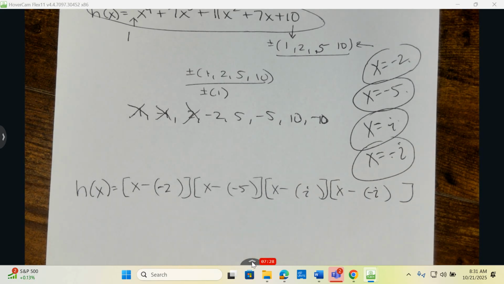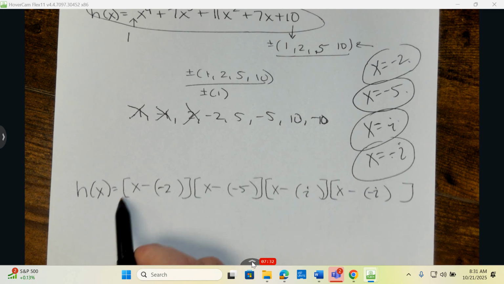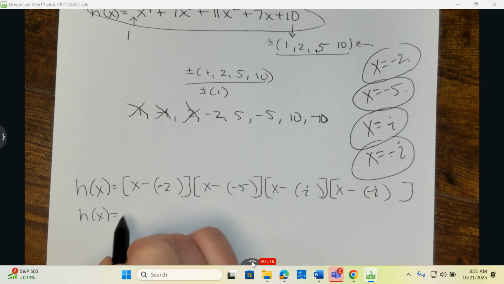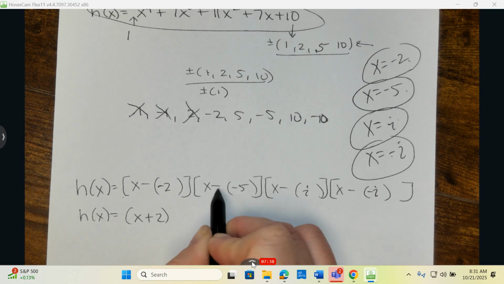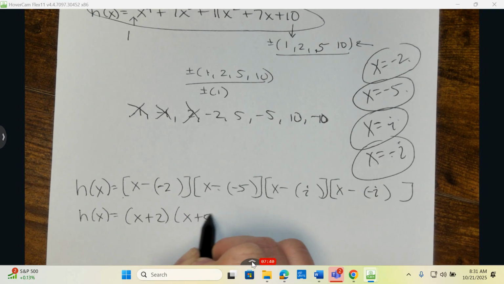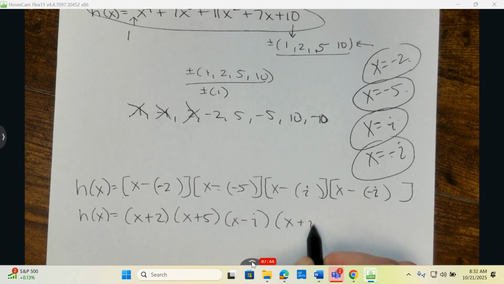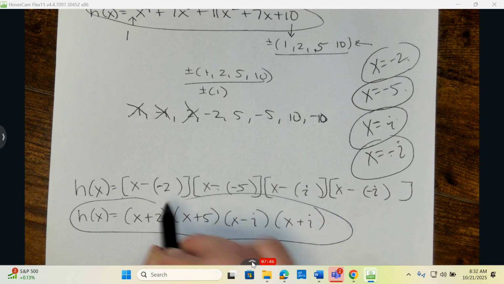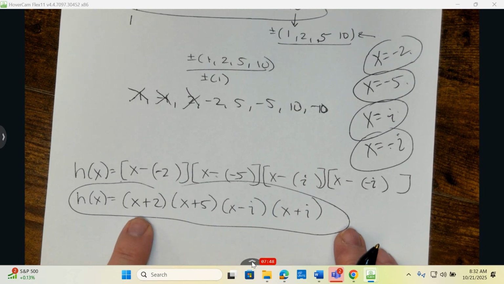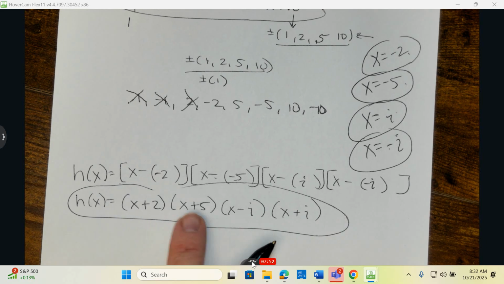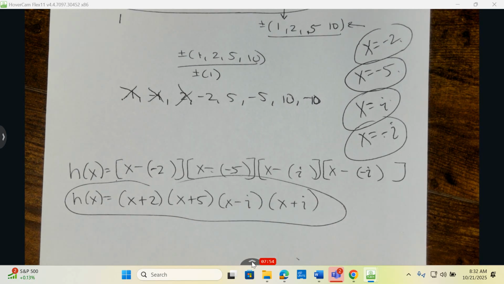Sometimes students will ask me if they need to use brackets or parentheses. It makes no difference, but we're just going to now clean this up. 2 negatives make a positive. 2 negatives make a positive. And 2 negatives make a positive. Another common thing I get asked is, does it matter if I put x plus 5 first or x minus i first? It doesn't matter as long as you have these 4 factors of these 4 parentheses.